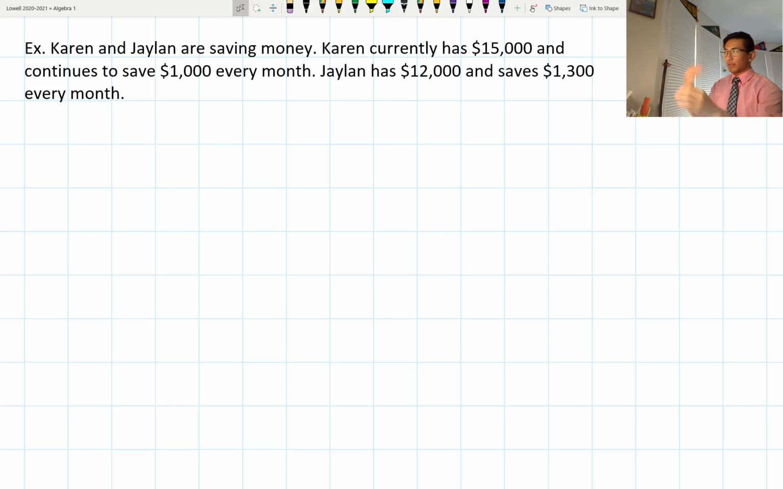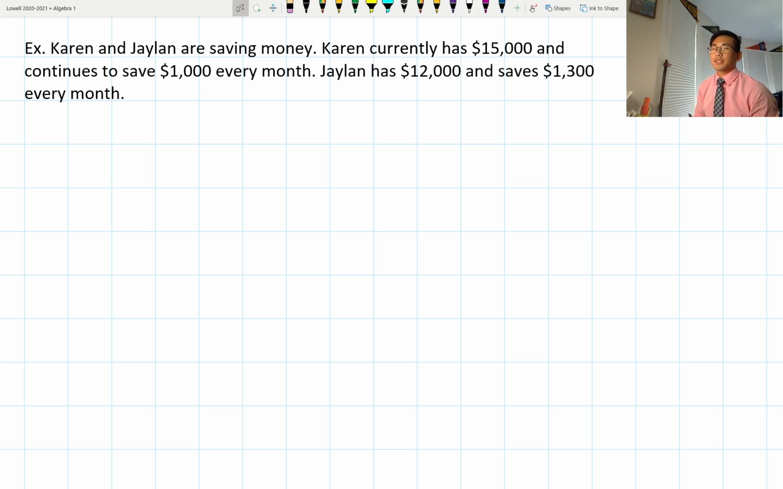Alright folks, so we're back with another example of translating a situation or story into symbols with an equation. And so in this situation we have Karen and Jalen saving some money. Karen currently has $15,000 and continues to save $1,000 every month. And we see that Jalen here has $12,000 but saves $1,300 every month. So let's create an equation representing this situation.